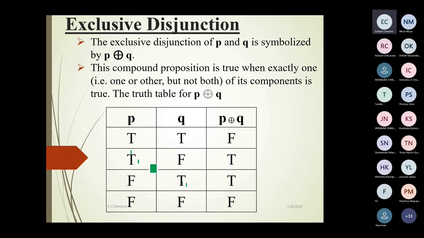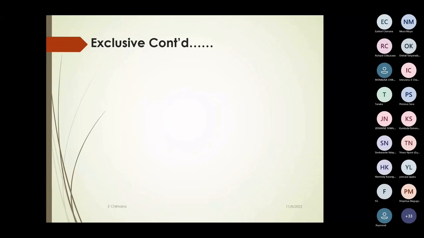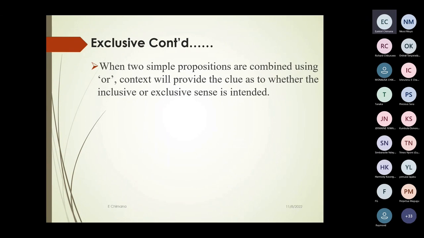Like if you say that if one is less than or equal to 2, you are going to do something, and our P will be our 1 and our Q is something like that. So is this one less than or equal to this one? That's where the exclusive disjunction came in. So when two simple propositions are combined using OR, context will provide the clue as to whether the inclusive or exclusive sense is intended. So there is the less than or equal to, or the less than, or the greater than or equal to, or the greater than, something like that.